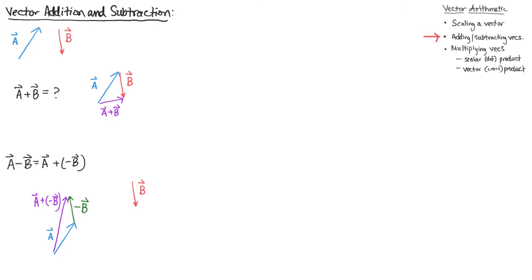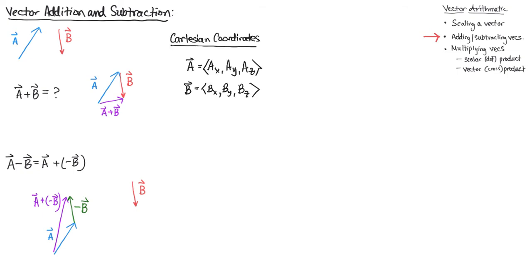These vectors are entities independent of coordinates. But it's often convenient to use a coordinate system to calculate mathematically the components of the resulting vectors. So let's see how to do that next. If we have two vectors, A and B, in Cartesian coordinates, we can write the components as A sub x, A sub y, and A sub z, and similarly for B. And then we can ask the question, what is the vector sum A plus B?